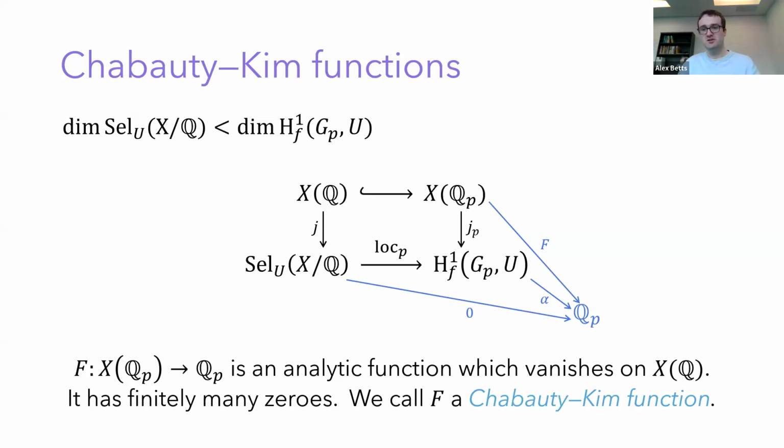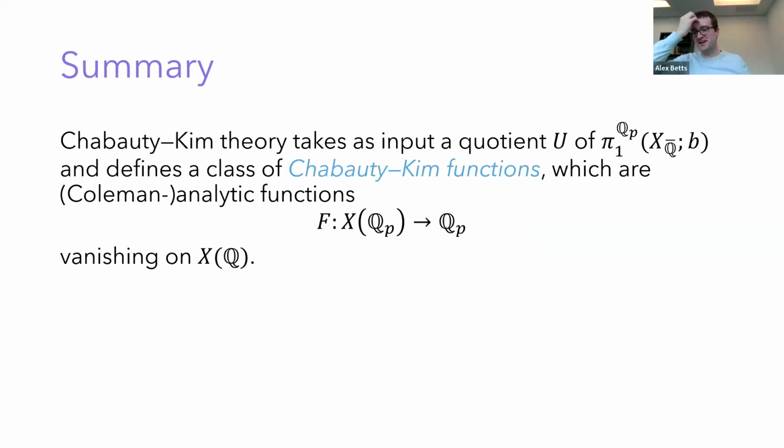These functions f are usually called Chabauty functions. To summarize the whole theory I attempted to sketch in 10 minutes or so: the input in Chabauty–Kim theory is a choice of a quotient of the fundamental group, and the output is a class of functions called Chabauty–Kim functions. These are analytic functions on the Q_p rational points which vanish on the set of rational points. So that's how the method works in very broad strokes and how it allows you to access finiteness results.